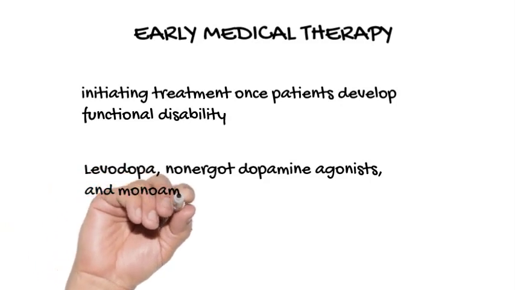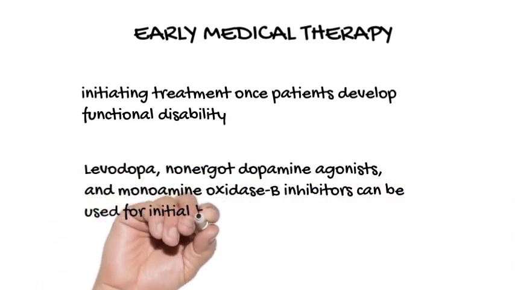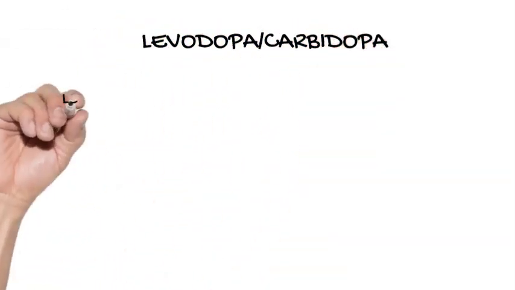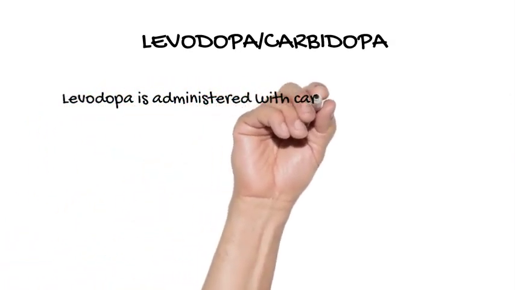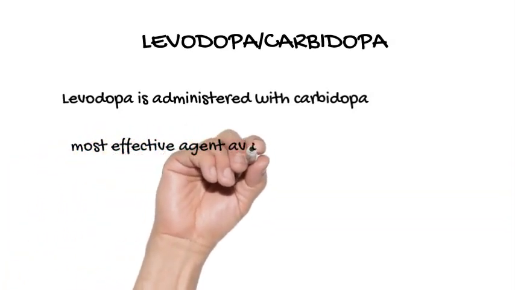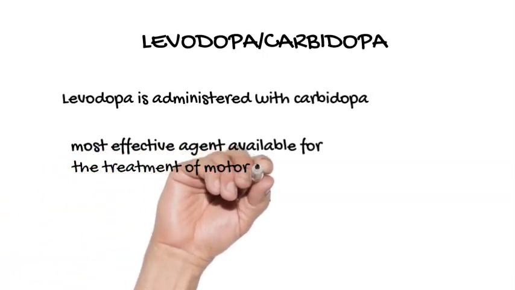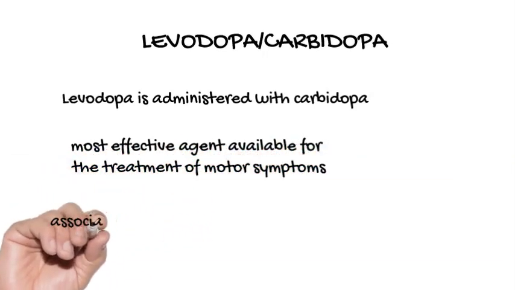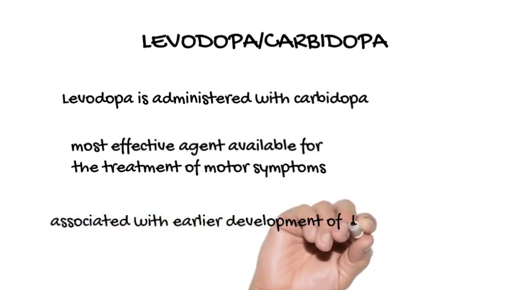Levodopa, dopamine agonists, and monoamine oxidase B inhibitors can be used for initial therapy. Levodopa is administered with carbidopa, which inhibits the peripheral metabolism of levodopa, thereby allowing therapeutic concentrations of levodopa to enter the brain without disabling adverse effects. The combination of carbidopa and levodopa is the most effective agent available for the treatment of motor symptoms. However, its early use is associated with earlier development of dyskinesias.